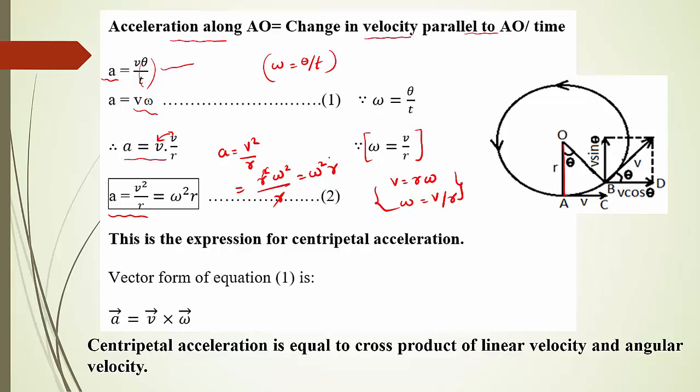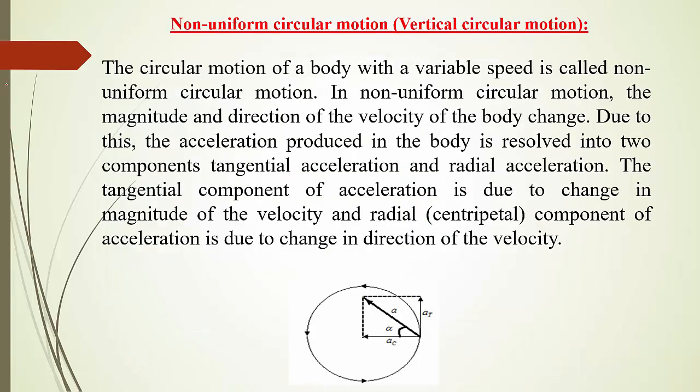So this is an expression for centripetal acceleration, right? Then the vector form of equation 1, a equal to v omega. In vector form, we can write vector a equal to vector v cross vector omega, because all these three terms are vector quantities. So we can say that centripetal acceleration is equal to the cross product of linear velocity and angular velocity. The cross product of linear velocity and angular velocity gives centripetal acceleration.